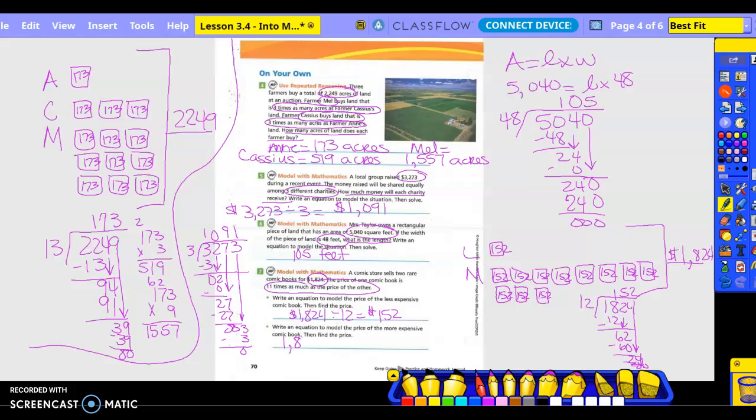So $1,824, we said minus $152. So 1,824 minus 152, so 4 minus 2 is 2. This becomes a 12, this becomes a 7. 12 minus 5 is 7, 7 minus 1 is 6, and bring down the 1. So the more expensive one is $1,672.